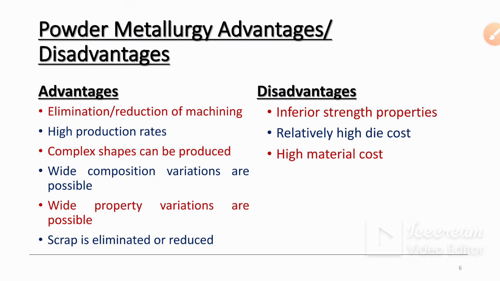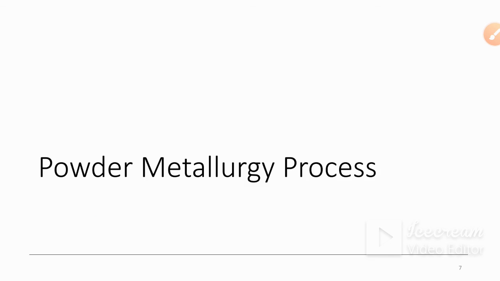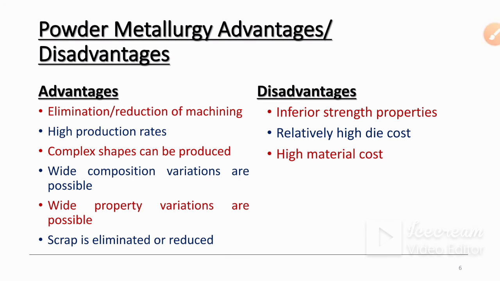Okay, so why high material cost? There is a die requirement, and there is a skilled labor requirement. Okay, and if you see, the process is too long. First powder preparation, then addition of binders, and all the other steps. Because of that long process, there is a high material cost. So that's all. These are the advantages and disadvantages.